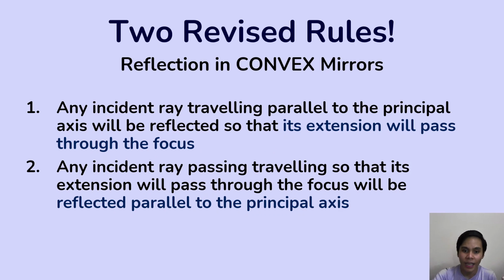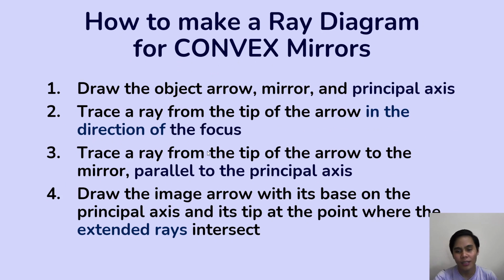So number 1, any incident ray that's traveling parallel to the principal axis will reflect so that its extension will pass through the focus, while the incident ray that would have passed through the focus will, when reflected, become parallel to the principal axis. So same concept, it's just that this time it's the extensions that we're focusing on, because in convex mirrors, again, it's diverging. Alright, so we'll see that when we look at the pictures.